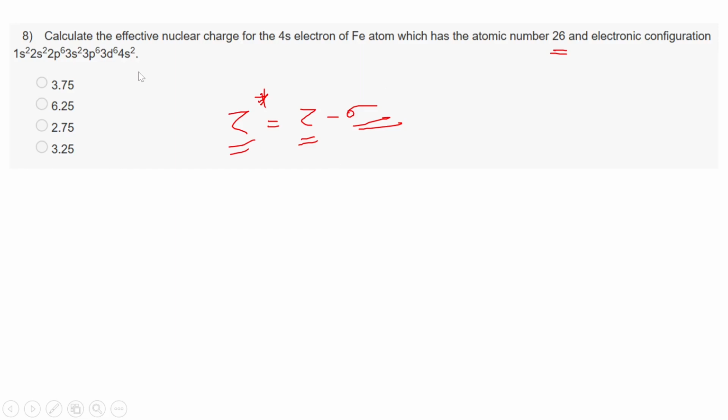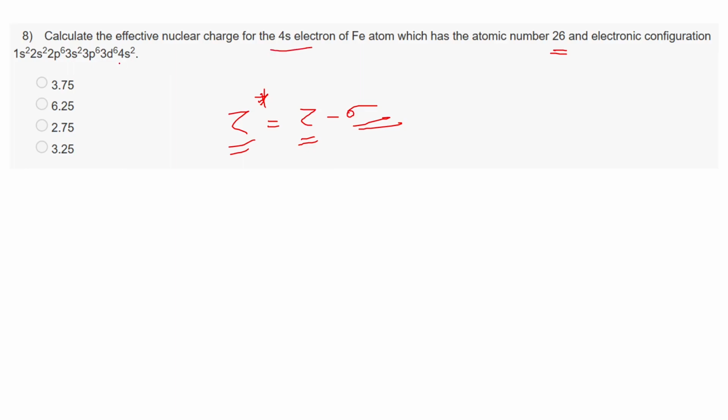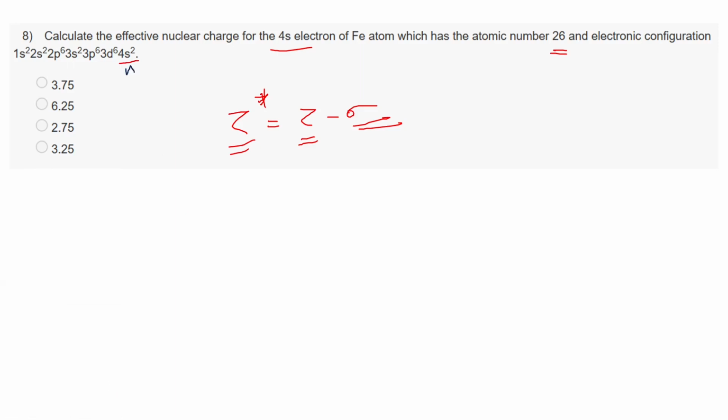Essentially, we are looking at the 4s electron because the question is for the 4s electron, right? So we are looking only at the 4s electron. This is the nth shell, and this is n minus 1, this is n minus 2, this is n minus 3. For 4s, we already have 2 electrons. We are looking at one of the electrons, so there is one more electron left in 4s. So 1 into 0.35, right? From 4s, this is the nth. Then n minus 1.